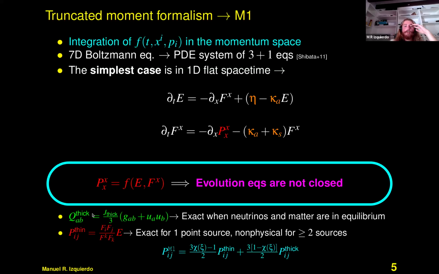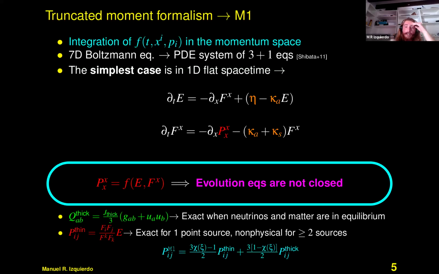Well, we know that in the optically thick regions, I mean, when neutrinos and matter are in equilibrium, this works quite fine. It is exact, and in this part there are absolutely no problems, and this is one of the best parts of the N1, in my opinion. But it is well known that in the thin limit, when we have these outflows very far away from the remnant, we know that normally it is not exact. It's only exact for one point source, but non-physical in the majority of the cases. So this is problematic. And basically this analytical closure is based on an interpolation between this ansatz of the thin part and the ansatz of the thick part.